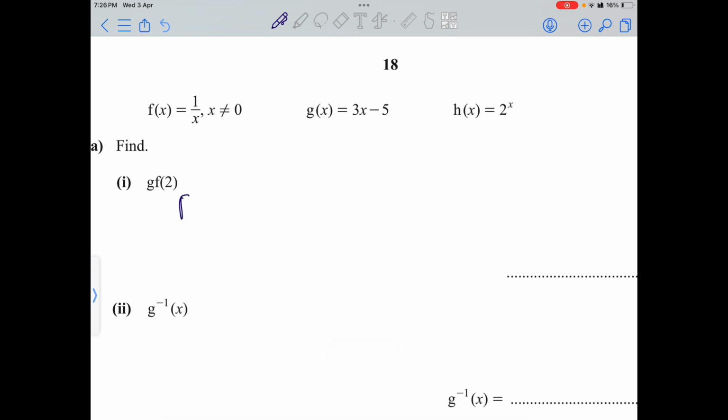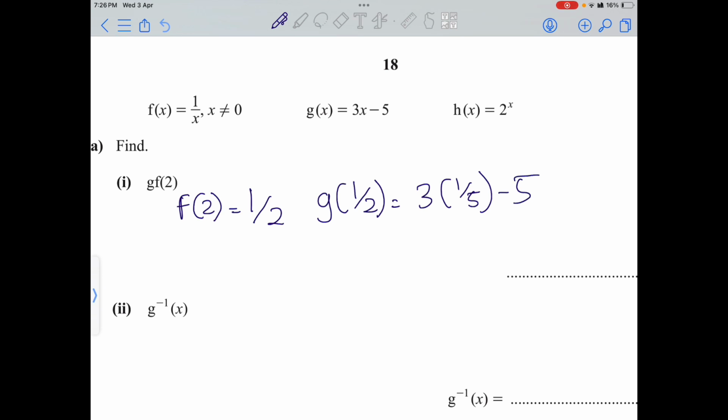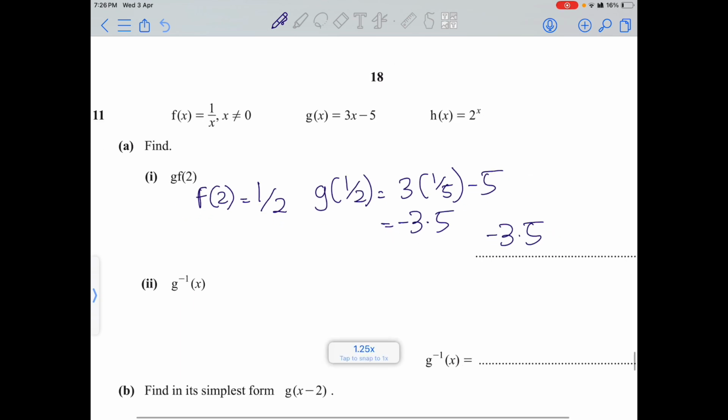Next up, it says find g f of 2. F of 2 is half. So g of half would be 3 times half, which is 1.5 minus 5. 1.5 minus 5 is basically negative 3.5. Then it says find g inverse of x.